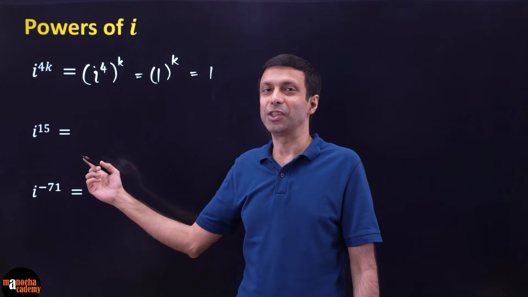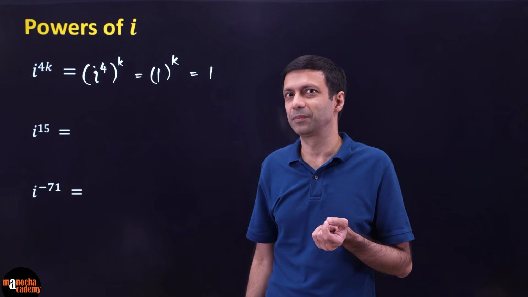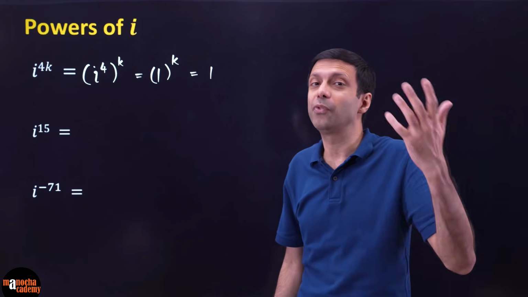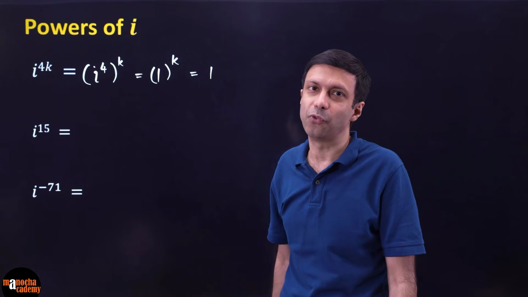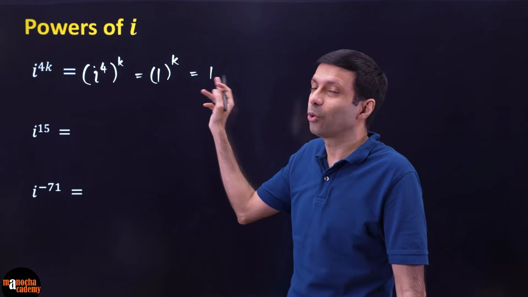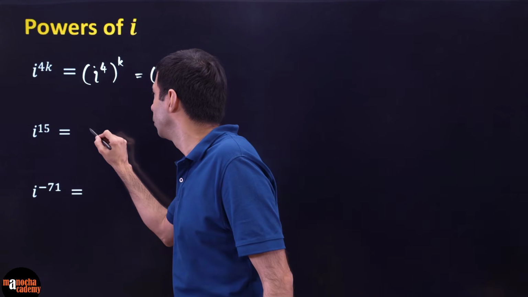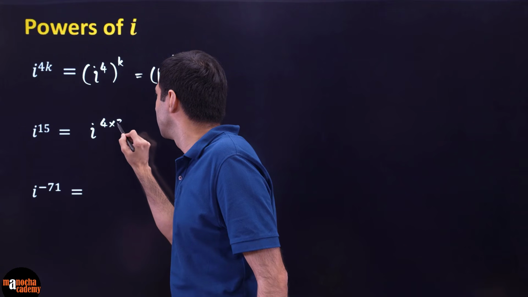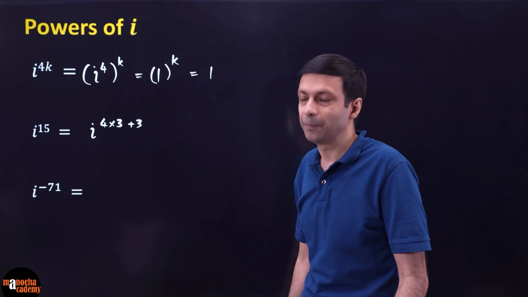Now let's try the next question. What do you think is i to the power 15? What will you do here? See, again the trick is when you have these big numbers like i to the power 15, you want to look at it in terms of i to the power 4. Why? Because i to the power 4, as we saw, is very simple, 1. So we can try breaking it down into i to the power 4 times 3, 12 plus 3. See, I'm breaking the exponent 15 as 12 plus 3.